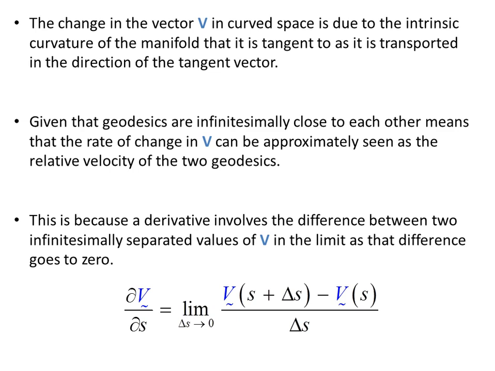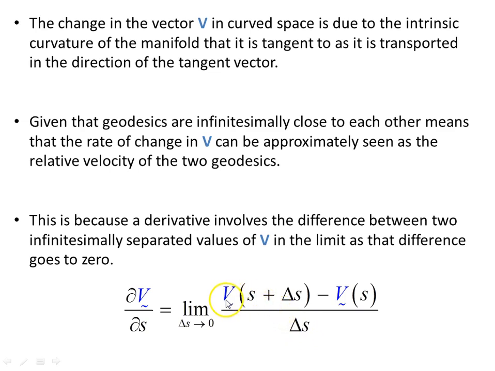That will change. Now, given that geodesics are infinitesimally close to each other, it means that the rate of change in v can be approximately seen as the relative velocity of the two geodesics, and shortly I'll develop an argument for that. This is because a derivative involves the difference between two infinitesimally separated values of v in the limit as that difference goes to 0. So I'll just remind you the derivative of a vector here, in general, is dv/ds, the limit as delta s approaches 0 of this object minus this over delta s.